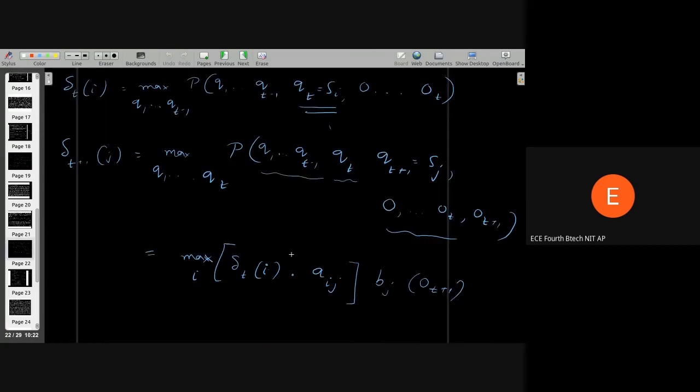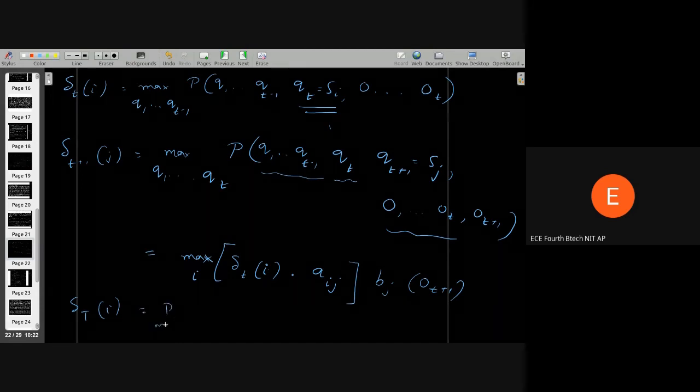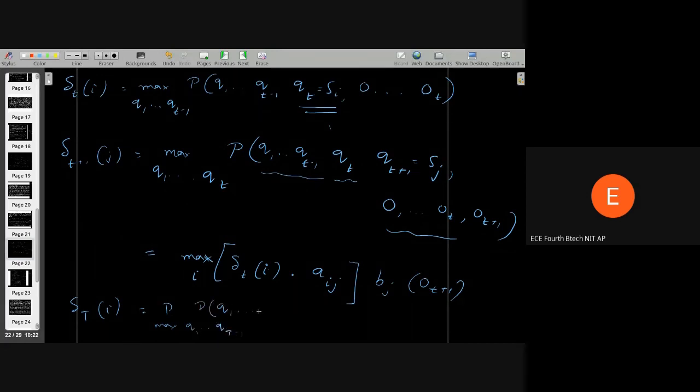Delta t i will be, if you see, what is the definition? Delta t i is the probability of max till q t minus 1, probability of all this q1 to q t minus 1, q t equal to s i and o t. So if you maximize over i, that's your overall maximum. Only thing here not maximized is this part. If you find out the maximum over i, you will get your final entire sequence.